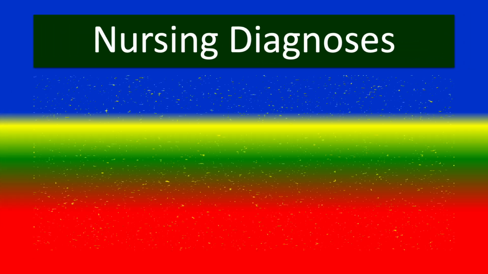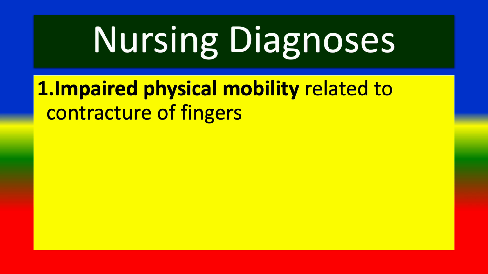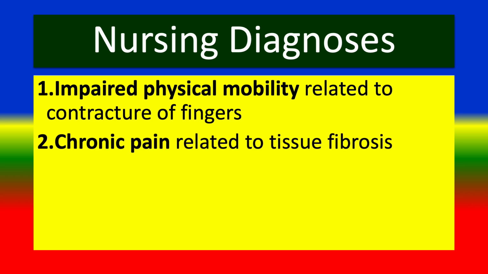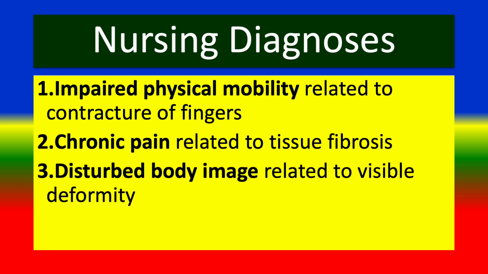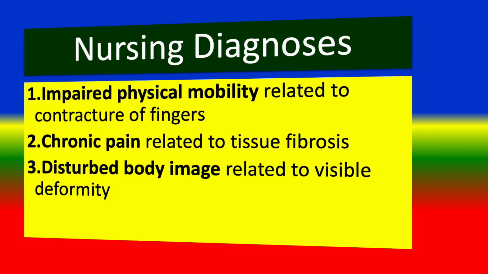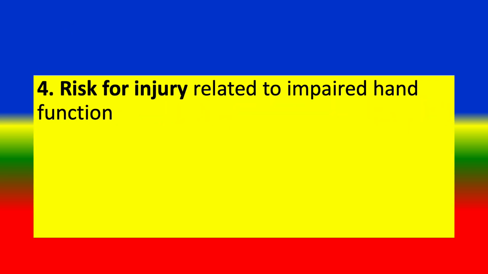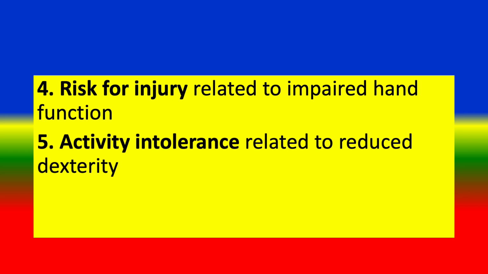Nursing diagnoses: 1. Impaired physical mobility related to contracture of fingers. 2. Chronic pain related to tissue fibrosis. 3. Disturbed body image related to visible deformity. 4. Risk for injury related to impaired hand function. 5. Activity intolerance related to reduced dexterity.